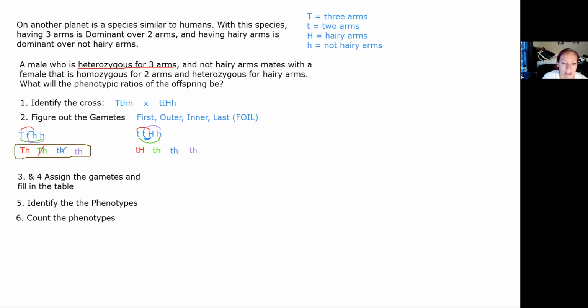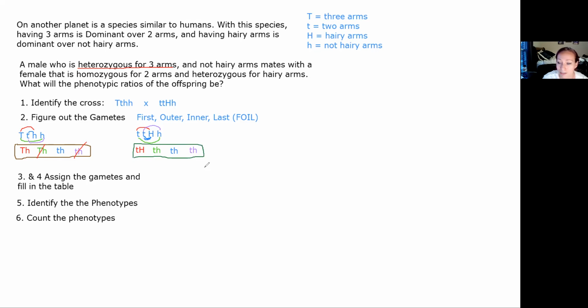Then we have a lowercase t, lowercase h, and then another lowercase t and a lowercase h. Get rid of it. Let's simplify this square that we're going to have to do from a 16 box Punnett square to hopefully a smaller box. Now we're going to look at this other individual, the mother.